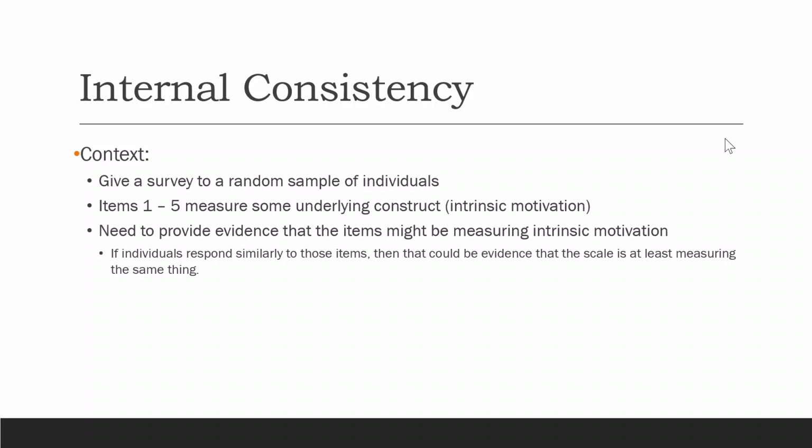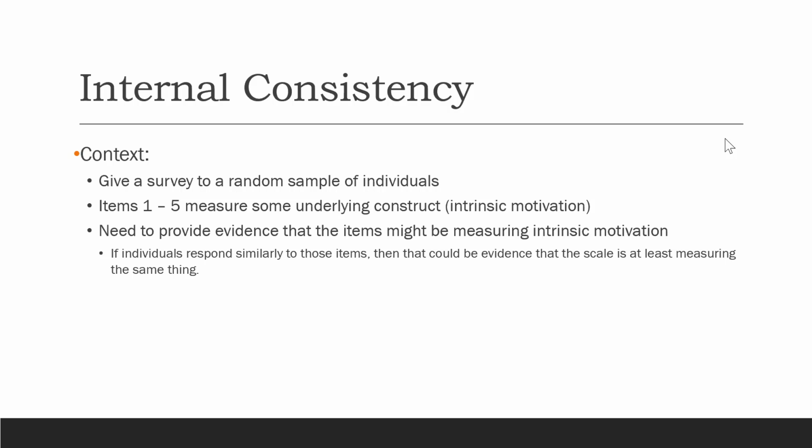An underlying construct in the social sciences is any phenomenon that we can't physically measure, and we usually use survey items or something of that nature to get an indication of the level that an individual may be on that construct. An example of that would be measuring intrinsic motivation. If we're going to use these five items to measure intrinsic motivation, then we need to provide evidence that the items might actually be measuring intrinsic motivation.